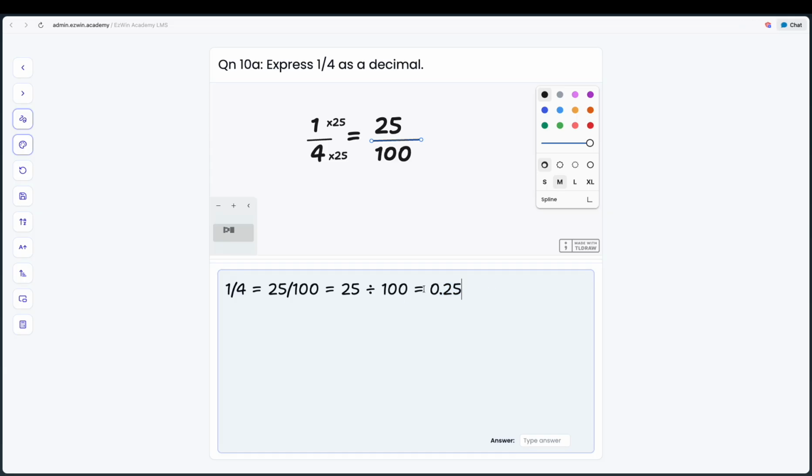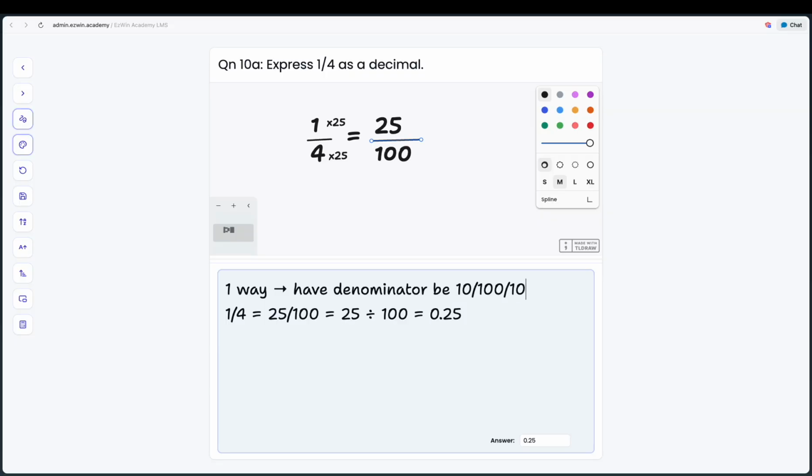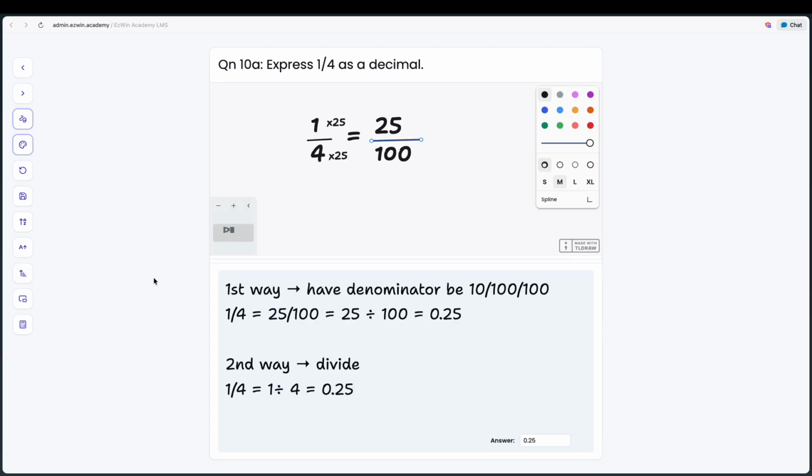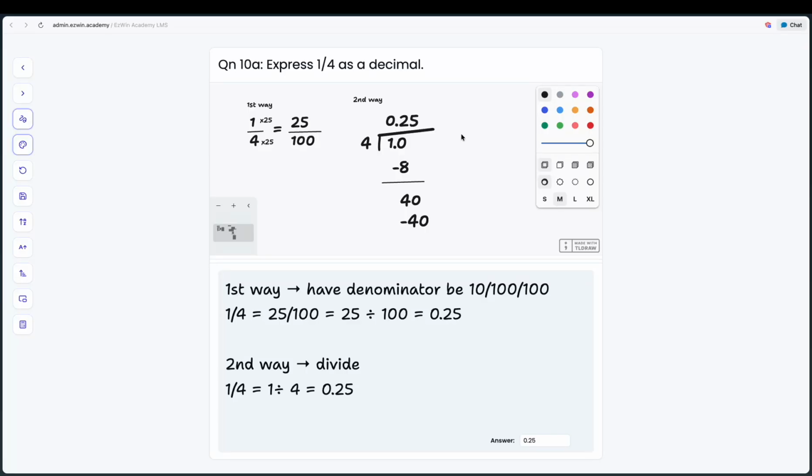0.25. Okay, otherwise you can also do division as well. So one way is to just have the denominator be 10, 100 or 1000. Okay, so this is the first way. Second way is to just divide. Okay, so in this case 1/4 is equal to 1 divided by 4, and this will be 0.25. Okay, so I'll show you how the workings will look. Alright, so it will look something like this, where you have 1 divided by 4, right? So it's essentially 1.00. Then you can just do the normal division, and this will become 0.25. So yeah, that is it for question 10A.